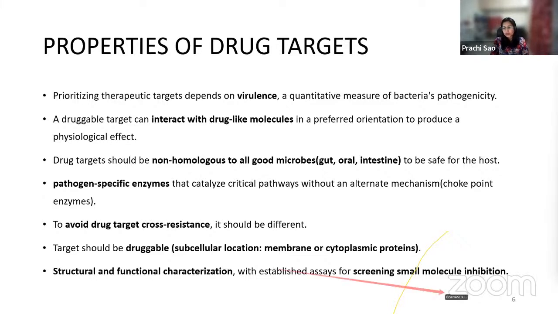Then we also need to make sure that no cross resistance develops. It should not be a protein which is used by other medications, developing cross resistance there. We also have to make sure that these proteins are in an accessible location, so we have to understand their subcellular localization. And a final thing is that we should be able to extract this protein for the wet lab studies. So these are the few points we should always remember when we are looking for a drug target.